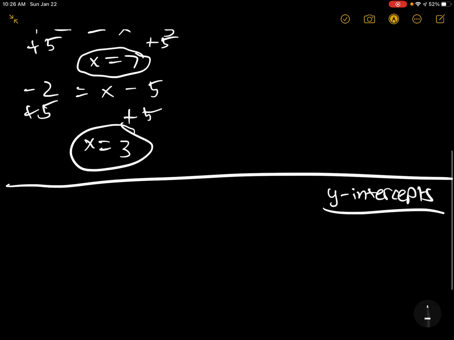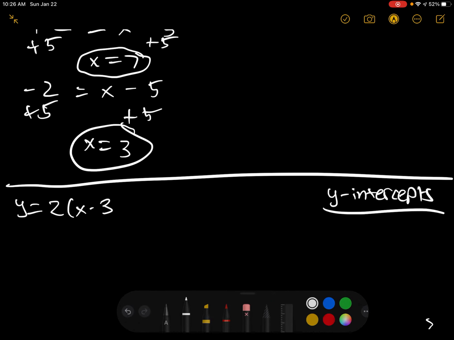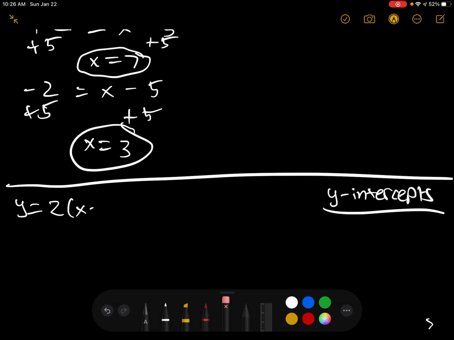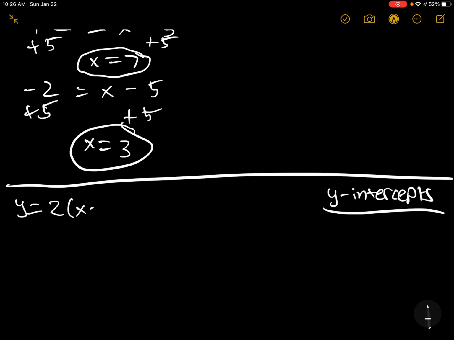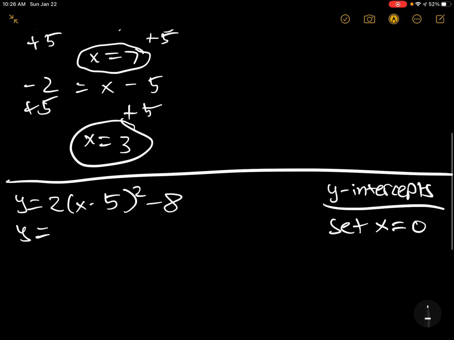What we're going to do, let's rewrite the problem. Y is equal to 2 times (x minus 5) squared minus 8. Now, just like with x-intercepts, we know that y-intercepts are going to be on the y-axis. So the first thing we want to do is set x equal to 0. So let's go ahead and do that. We're going to get y is equal to 2 times (0 minus 5) squared minus 8.